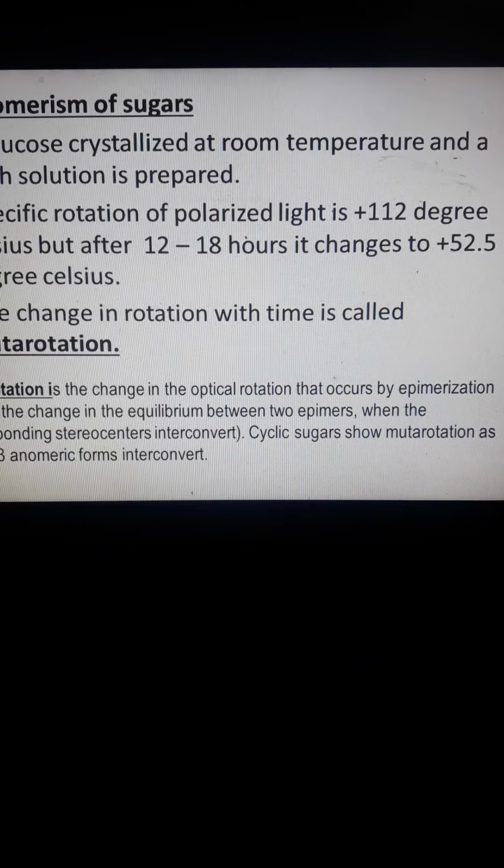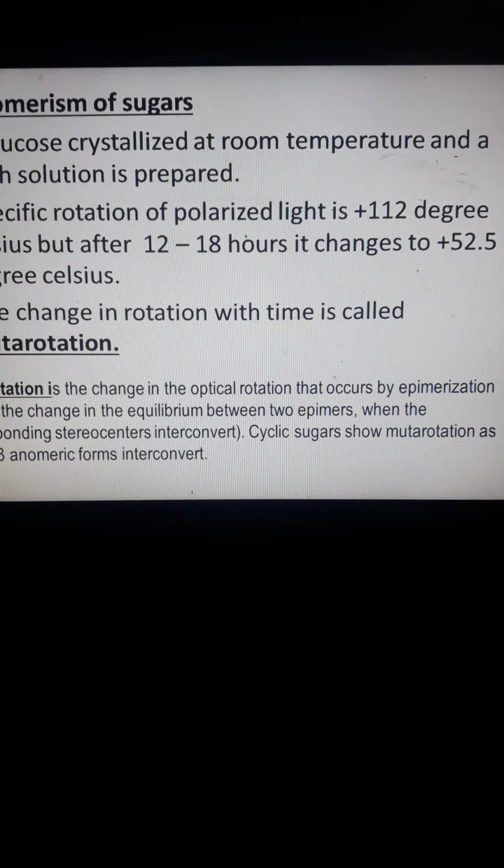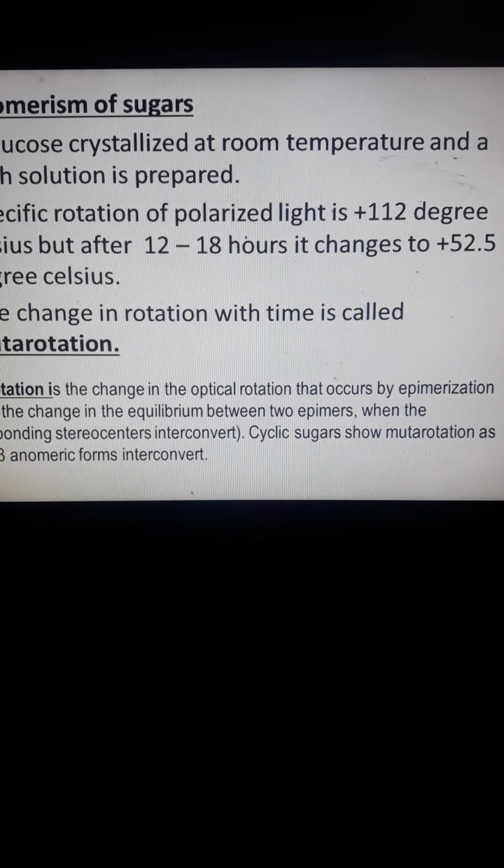Okay, so anomerism. D-glucose crystallizes at room temperature when a fresh solution is prepared. For this one, we have to use the polarimeter in the lab. Usually we do this in quality control, in your third year subject, I think. That is the examination of the structure.